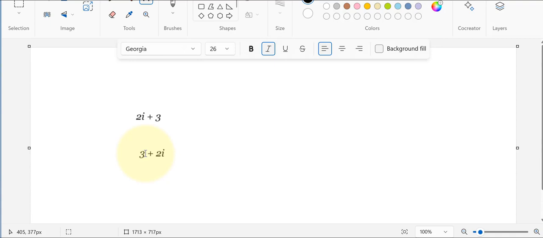So the conjugate of this, if you remember, is just 3 minus 2i. So 3 minus 2i is called the complex conjugate of 3 plus 2i. That's all we mean by the complex conjugate. But also remember that if you just have a regular real number 3, and you ask what's the complex conjugate of that, it's the same. The complex conjugate of 3 is 3.